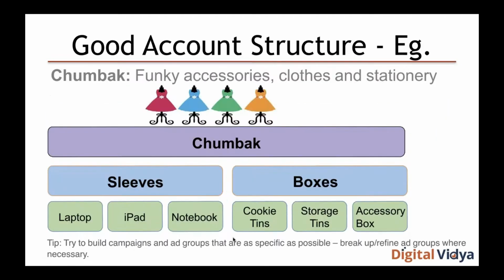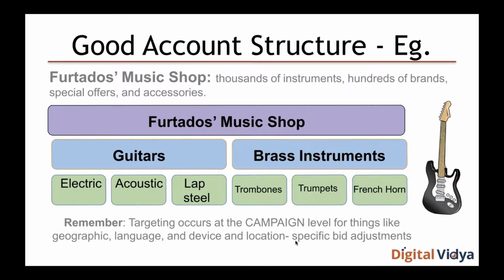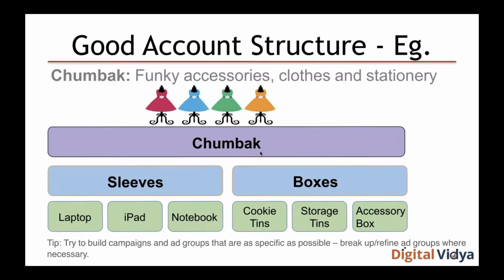Yes. Perfect. So another example, Chumbak, also here, this one, these people will target Mumbai, right? So they can target only Mumbai if they want. And Chumbak, if they are selling online and they are selling all over India, so they became popular with refrigerator magnets, and they right now sell different kinds of accessories. So if they have to create, these are two illustrations of two different campaigns. One sleeves broken into laptop sleeves, ipad sleeves, notebook sleeves. Yes, yes. And boxes broken into cookie tins, storage tins, and accessory box, right?